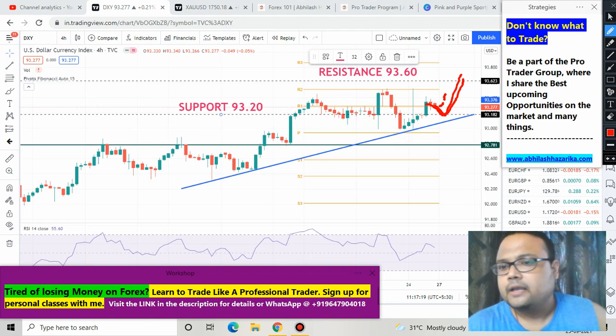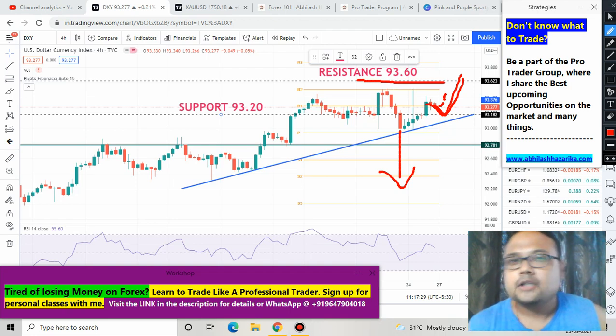And on the other hand, if dollar gets very bullish, then again gold is going down. So until and unless US dollar reaches the 93.60 level, we do not see any sort of trend reversal on the market right now.